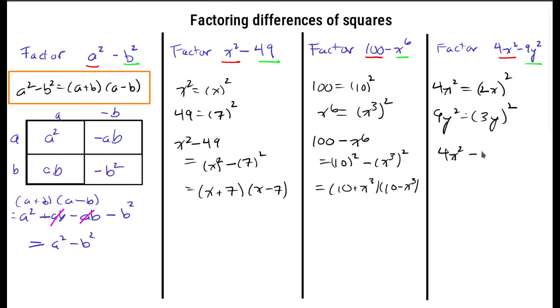So now we can factor using the difference of squares pattern. This is 2x to the power 2 minus 3y to the power 2. So our difference of squares pattern, 2x plus 3y, 2x minus 3y is the factorization we need.